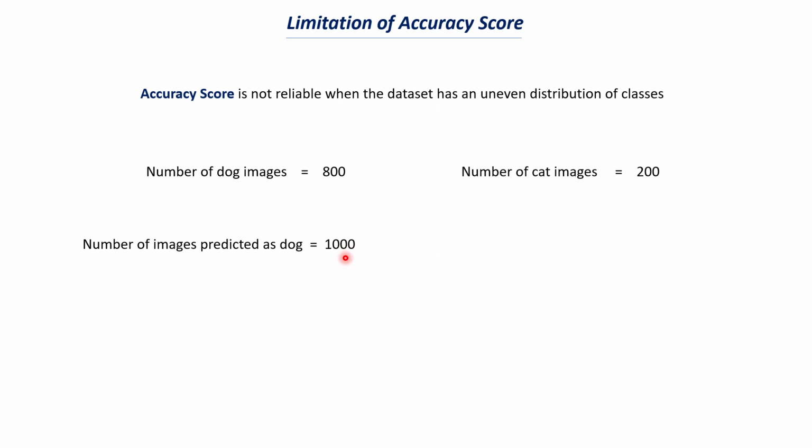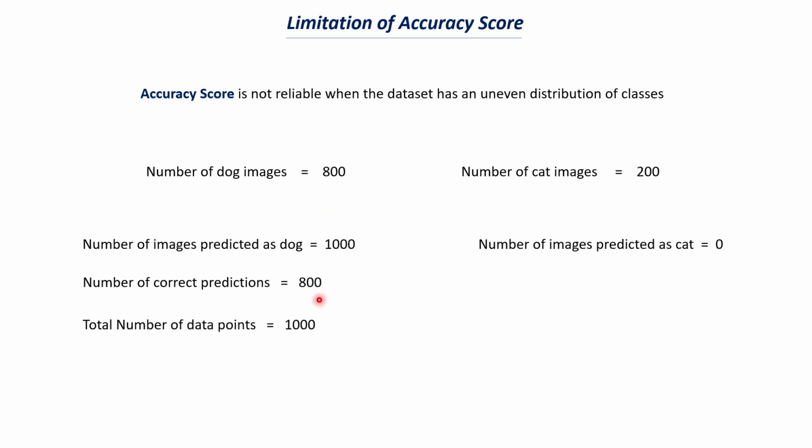If you calculate the accuracy score in this case, let's see what value we are getting. The number of images predicted as cat is 0, obviously, because all the images are predicted as dog. So the number of correct predictions in this case is 800, right? Because out of these 1,000 images, 800 are dog images. So we will consider these as correct predictions. Whereas the total number of data points in this case is 1,000.